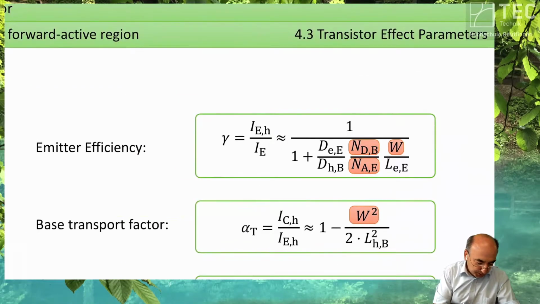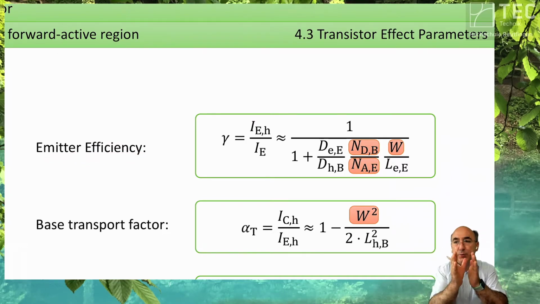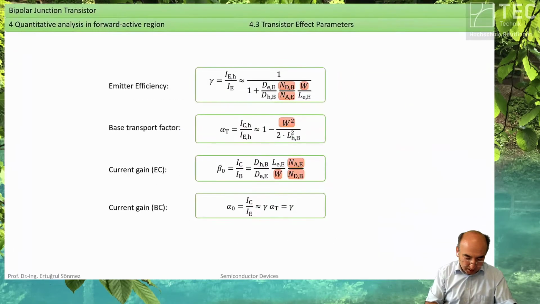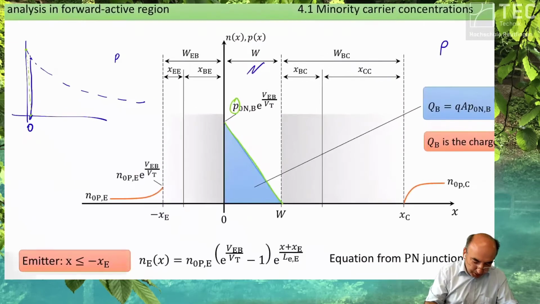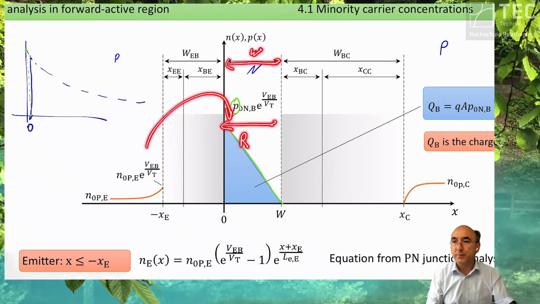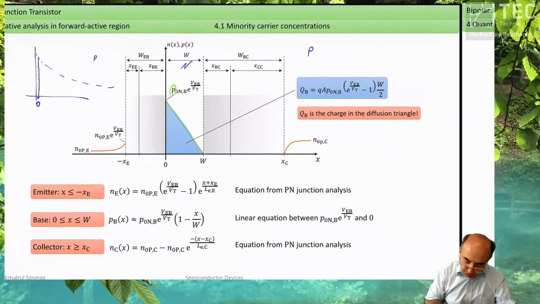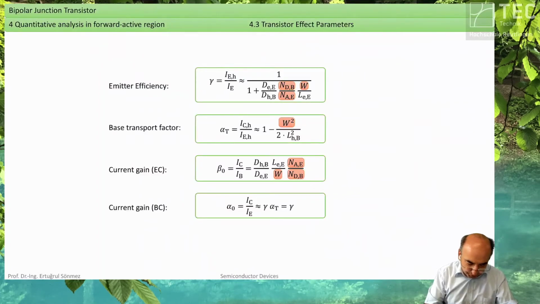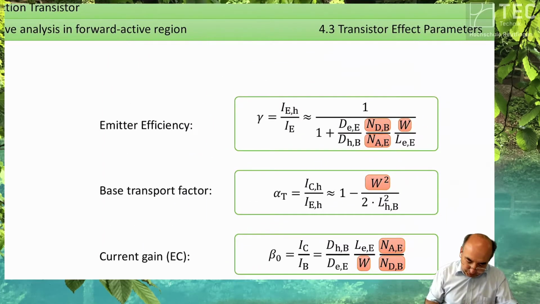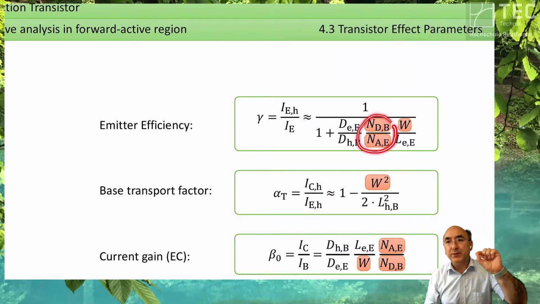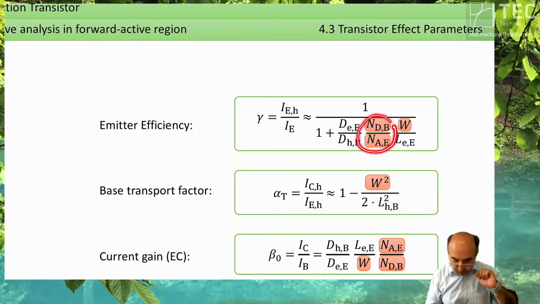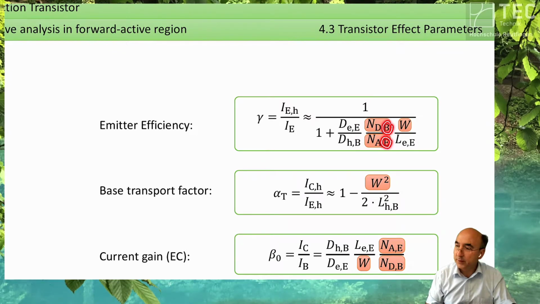What do you see here for the efficiency of the emitter? It increases if you reduce the width. Yes, that's true, because if you reduce this neutral width, then the injected holes have less probability of recombination there. And this again increases the efficiency. One more. It is also a function of the doping relation between emitter and base.